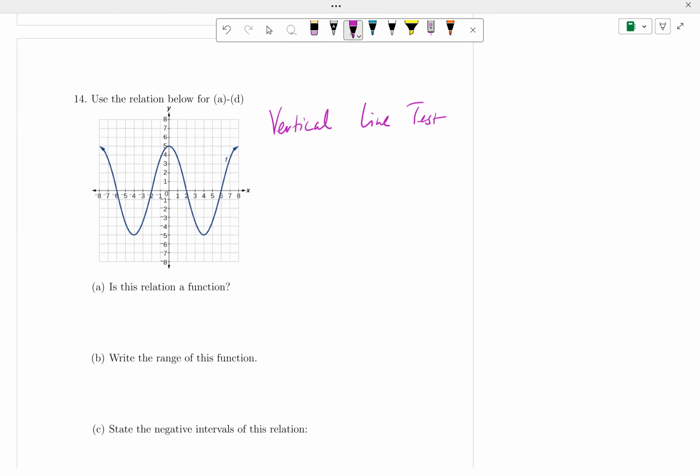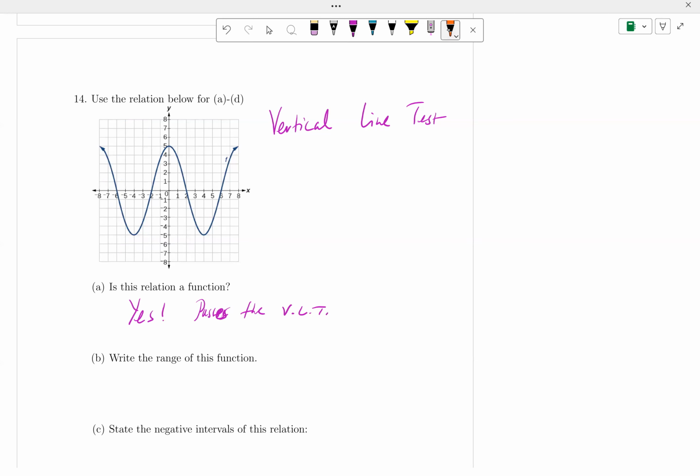What that means is if you drew a vertical line anywhere on this graph, it can only strike the graph once. It doesn't matter where I draw it, it'll only touch the graph in one location. So because of that, it's passed the vertical line test. So yes, it is a function. Why? Passes the VLT, vertical line test.